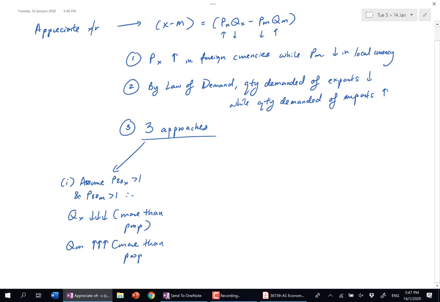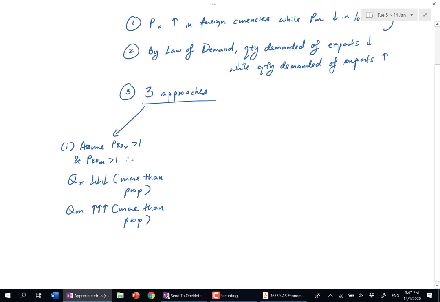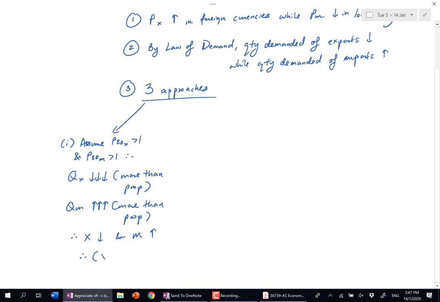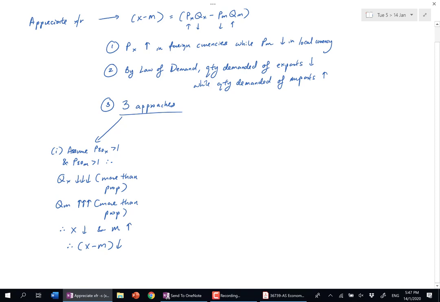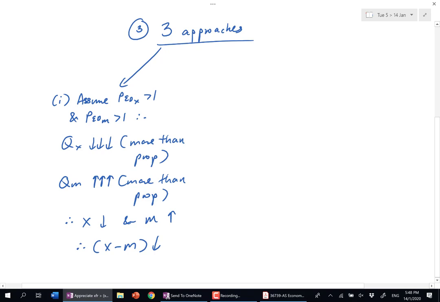So it's like saying, look, there are more arrows now. But you don't have to add in those arrows up there. I just want to show you for emphasis. Hence, X falls and M rises. Therefore, net exports decline. Do you follow? I'll make this a bit bigger. You're okay with the first approach? That's not what your school uses, but it's the simplest.